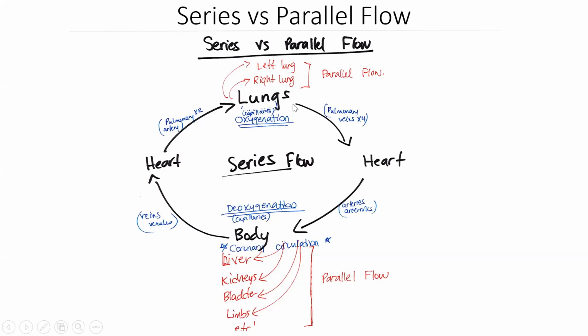In series flow, blood does not have a choice. It has to go to the heart, all of it. It has to go to the body, all of it. It has to go back to the heart, again, all of it. And then all of it has to go back to the lungs, okay? I hope that made sense because this is often a topic that's kind of confused. What's the difference between series and parallel flow?